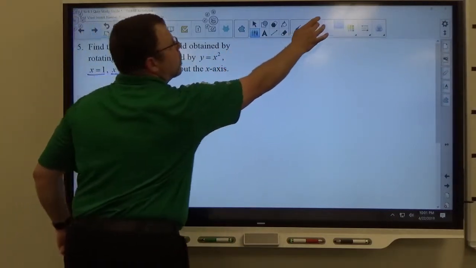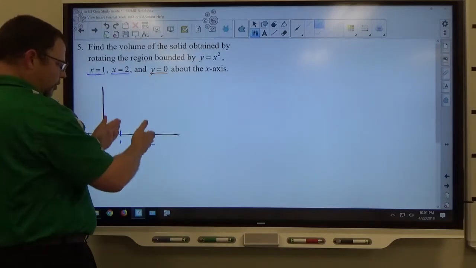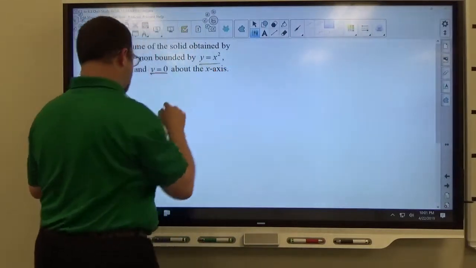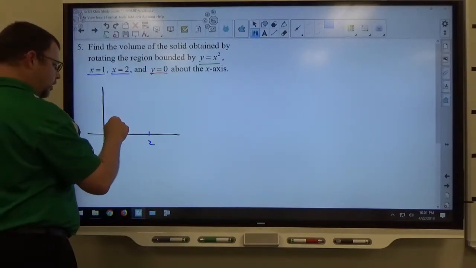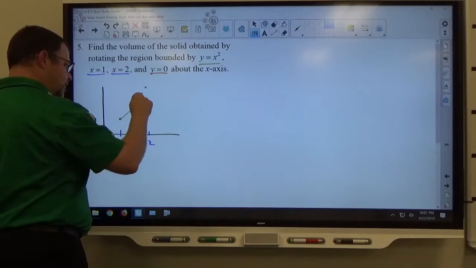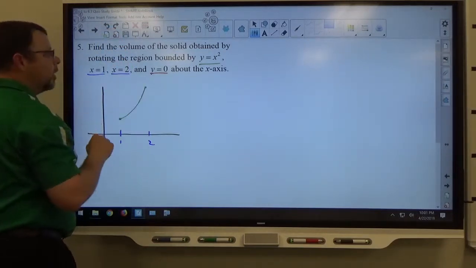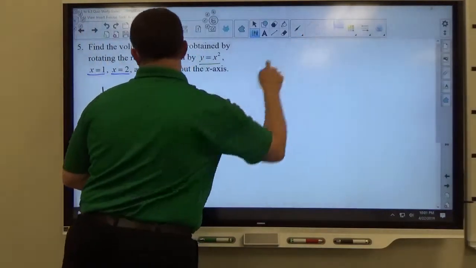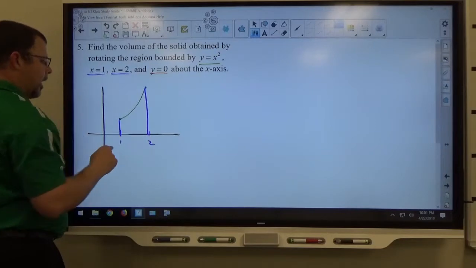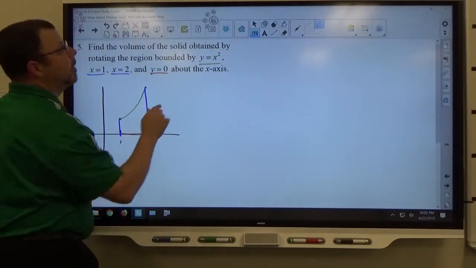Y equals 0 is just the x-axis. That would be this horizontal line. So 2 vertical lines, a horizontal line. And then finally we have y equals x squared, which 1 squared is 1, and 2 squared is 4, so it would be kind of like that for that bit. And then if I put the rest of those things in, there's my x equals 1, there's my x equals 2, and y equals 0, creating this nice little region right here.